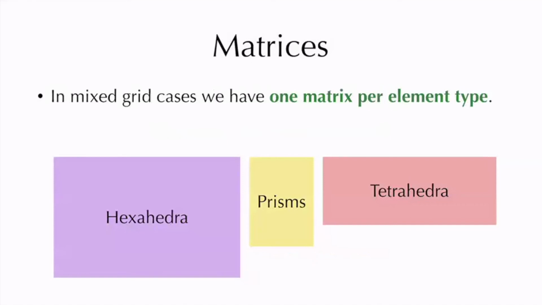Now, in the case where we have a mixed grid, we typically go for one matrix per element type. So if we had a simulation with 3 element types, we'd have one matrix to store the solution inside the hexahedra, another for the prisms, and another for the tetrahedra, where, of course, the number of rows is fixed based off of the type of the element and the polynomial order you're running at, and the number of columns depends on how many elements of that type we have in our simulation.